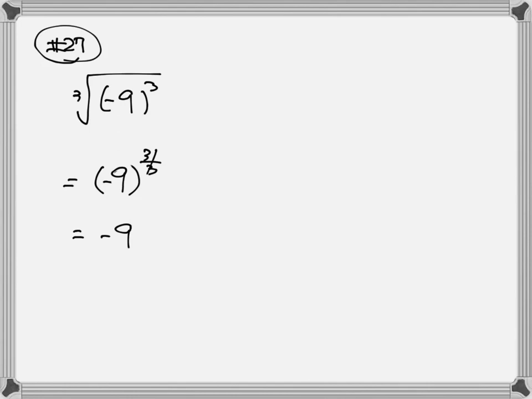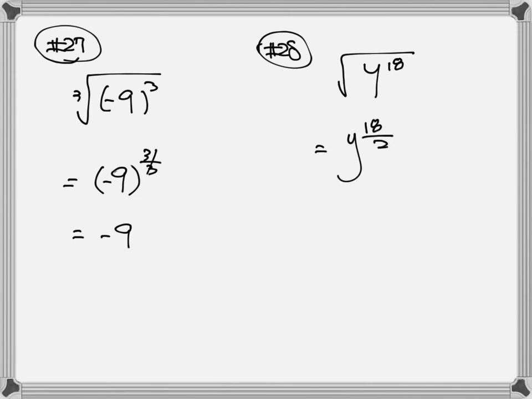Then let's look at number 28. Here we have the square root of y to the 18th power. Again, use exponents. Change the radical to exponential form. The square root is about 2, so we divide by 2. So it will be y to the 9th power, and that's my answer.